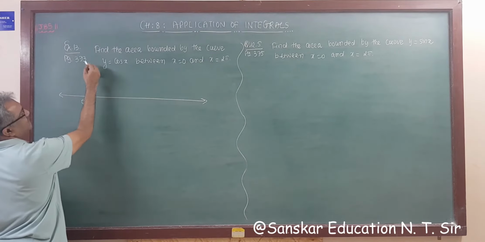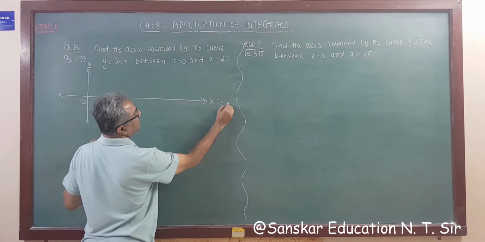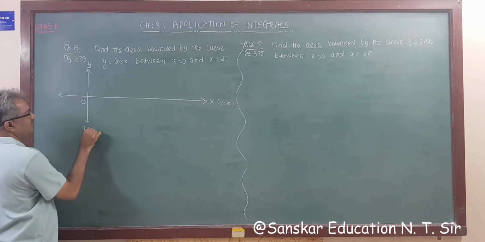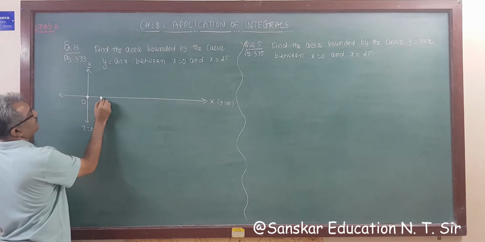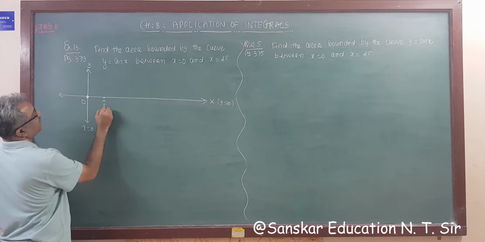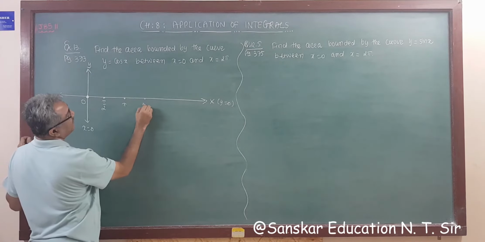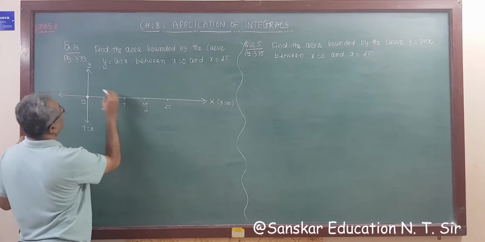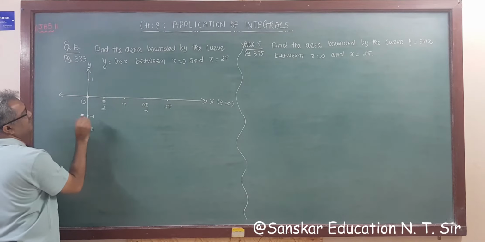This is the y axis. I am not writing x equal to 0. This is the x axis. Here I am writing y equal to 0. And if you want, you can write x equal to 0 here. Suppose this is 0, that is the origin. This is pi by 2, pi, 3 pi by 2, and 2 pi. And suppose this is the point 1 and this is minus 1.